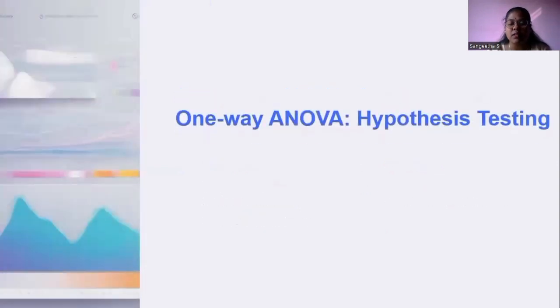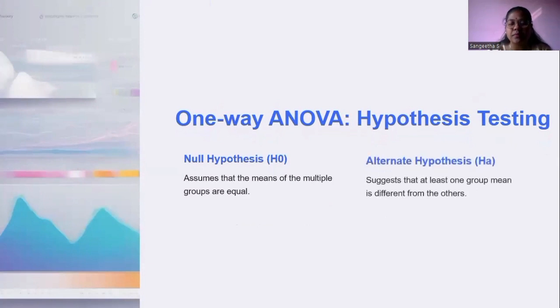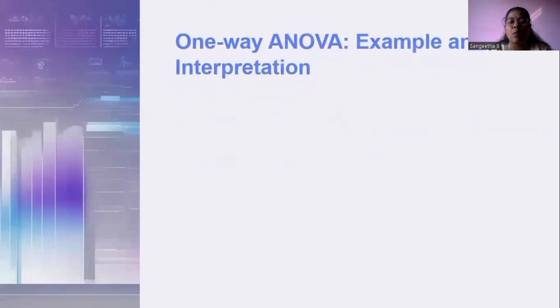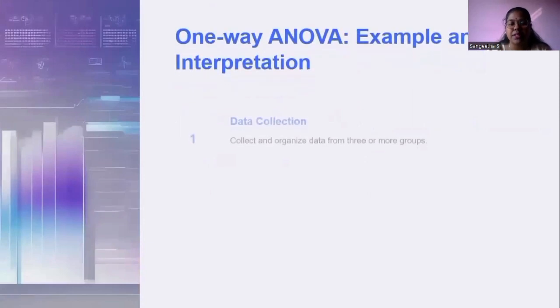One-way ANOVA hypothesis testing. Null hypothesis. Null hypothesis is denoted by H naught. Null hypothesis assumes that the means of the multiple groups are equal. Alternative hypothesis, it stands for HA, suggests that at least one group mean is different from the others. If the means of all the multiple groups are equal, then it is known as null hypothesis. If at least one group mean is different from the other groups, then it is known as alternative hypothesis in one-way ANOVA.